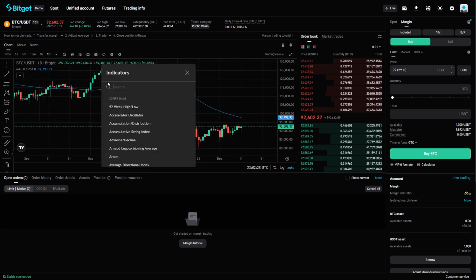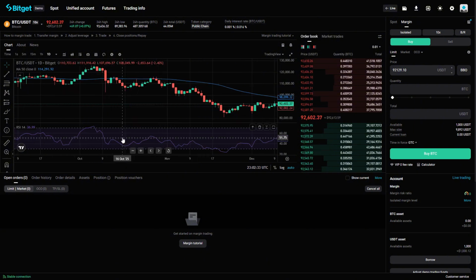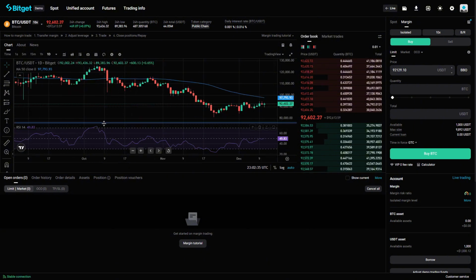Second will be the RSI, also known as Relative Strength Index. This tells you if a coin is overbought or oversold. If the RSI is above 70, the coin might be overbought and due for a pullback. If it's below 30, it might be oversold and due for a bounce.